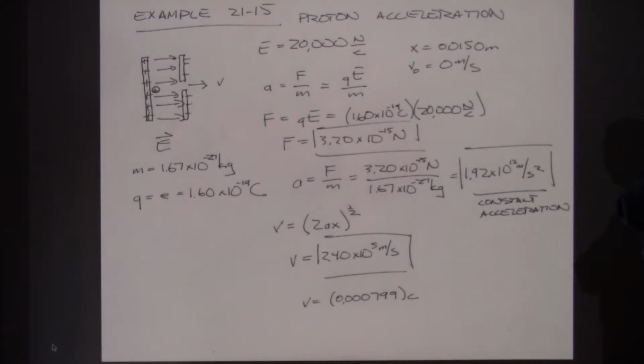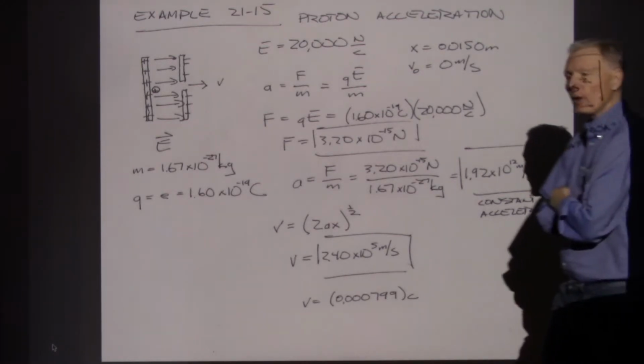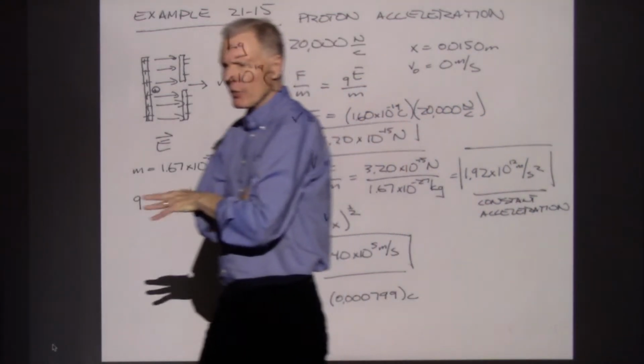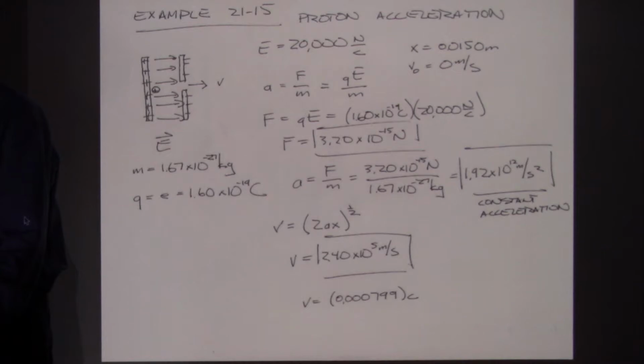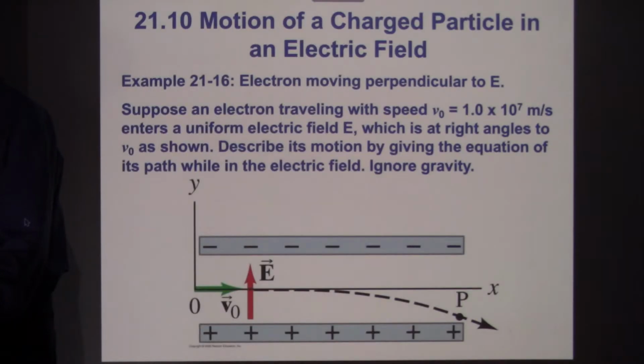So it's traveling at less than 1% of the speed of light, much less, right? Yeah, it's traveling at less than 0.1%, 1 part in 1,000, 8 parts in 10,000. So much slower because of that higher mass.